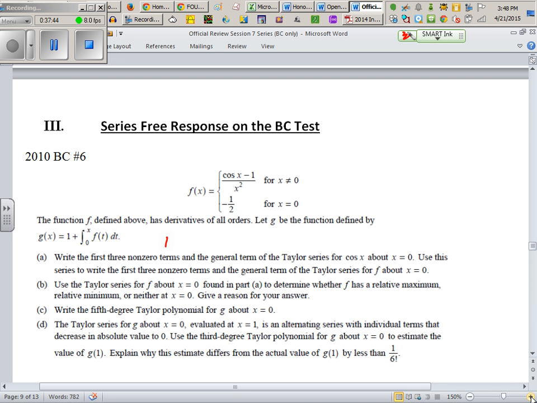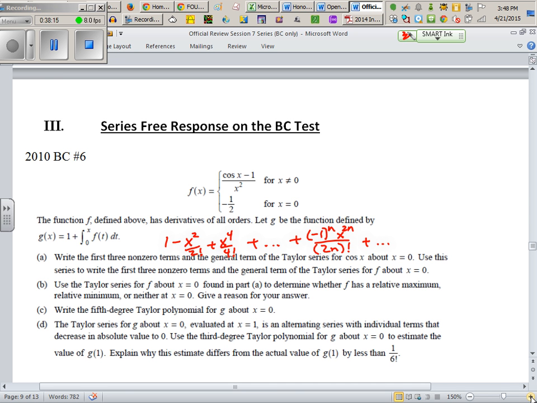It's just going to be 1 minus x squared over 2 factorial plus x to the 4th over 4 factorial. There's your first 3 terms. And here's your nth term: negative 1 to the n, x to the 2n, over 2n factorial. Is that the last term? No. The Taylor series goes on forever, but that's the nth term. So make sure you have the dot, dot, dot.